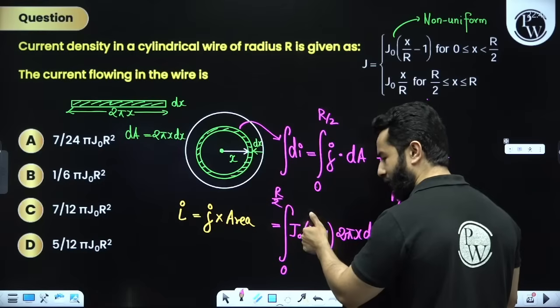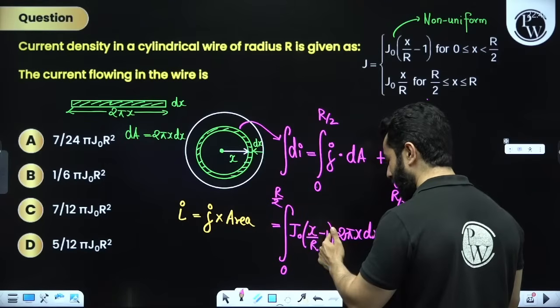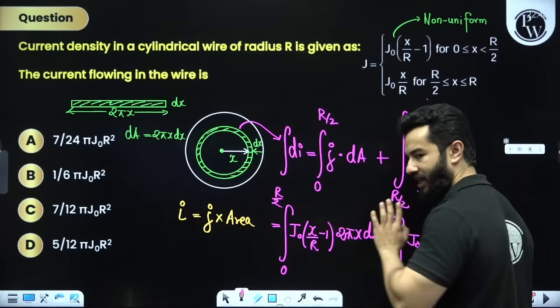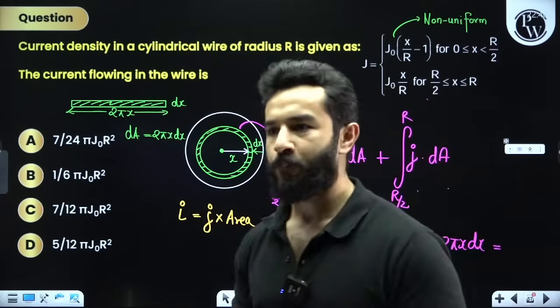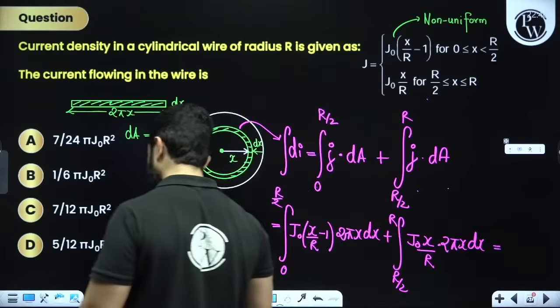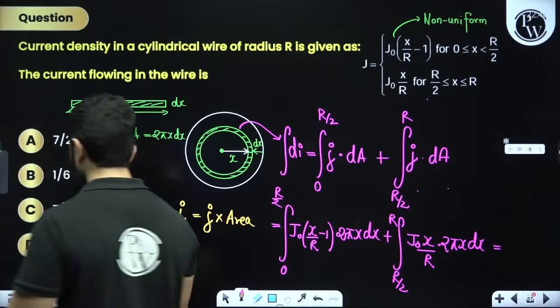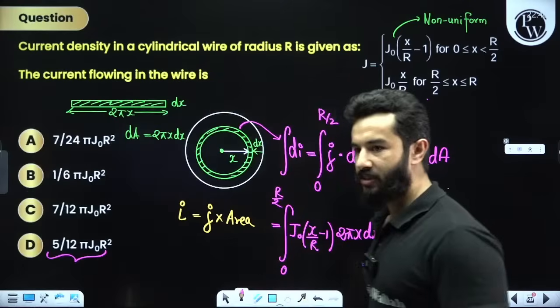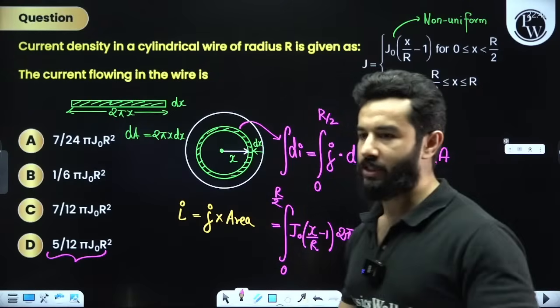X square integration will become x cube by 3. X integration will become minus x square by 2. Clear? You are getting the answer? Fine. Okay. If you are saying answer D is correct, so D is correct. The rest of the students' answer should be in the comment section.